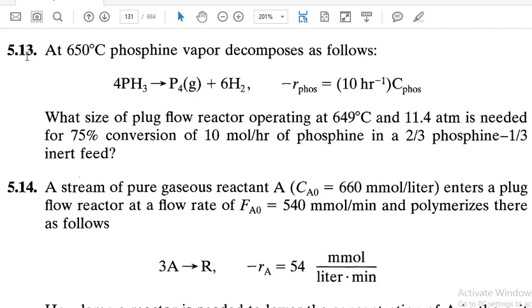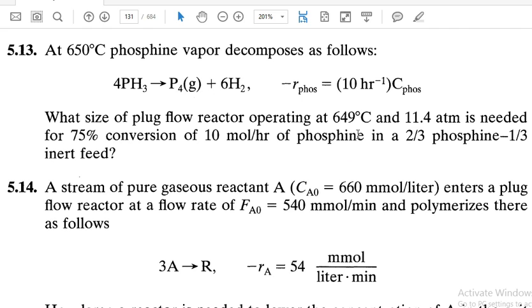Problem 5.13. At 650 degrees centigrade, phosphine vapor decomposes as follows. The stoichiometric equation is 4PH3 gives rise to P4 plus 6H2, and the rate of the reaction is -Ra equal to K into Ca. What size of plug flow reactor operating at 649 degrees centigrade and 11.4 atmosphere is needed for 75% conversion of 10 mole per hour of phosphine?